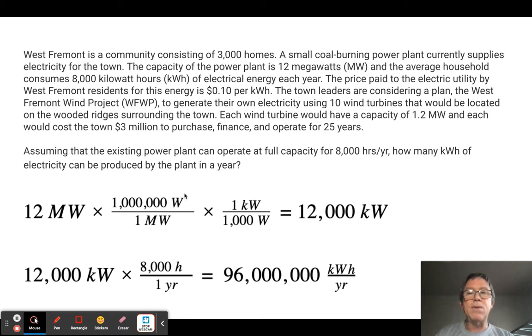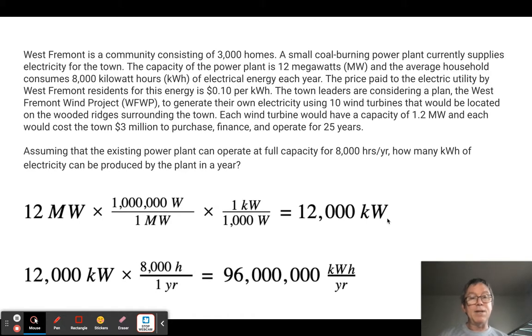I didn't want watts, I want kilowatts. Since I don't want watts, I put watts down below. I put kilowatts up above. And what I know is 1 kilowatt is the same thing as 1,000 watts. So I multiply this times the top, divide it by the bottom, and I get 12,000 kilowatts.